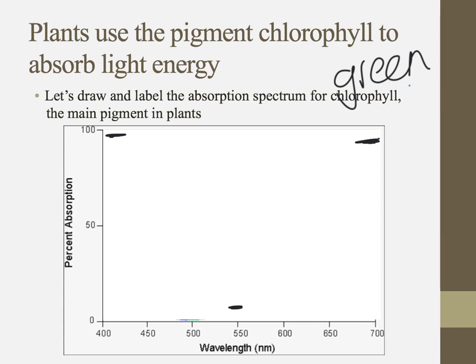Realistically, the general trend for light absorption for chlorophyll looks something like this. Really high up here, low down here. In reality, it looks something like this, some kind of crazy shape. You don't need to know that. The trend that you need to know is that it absorbs blues and reds really well, greens not so much.